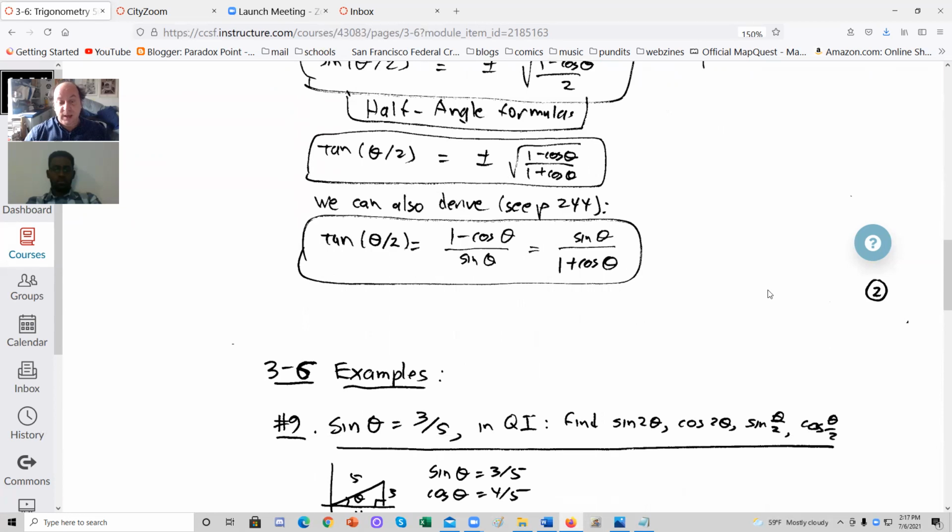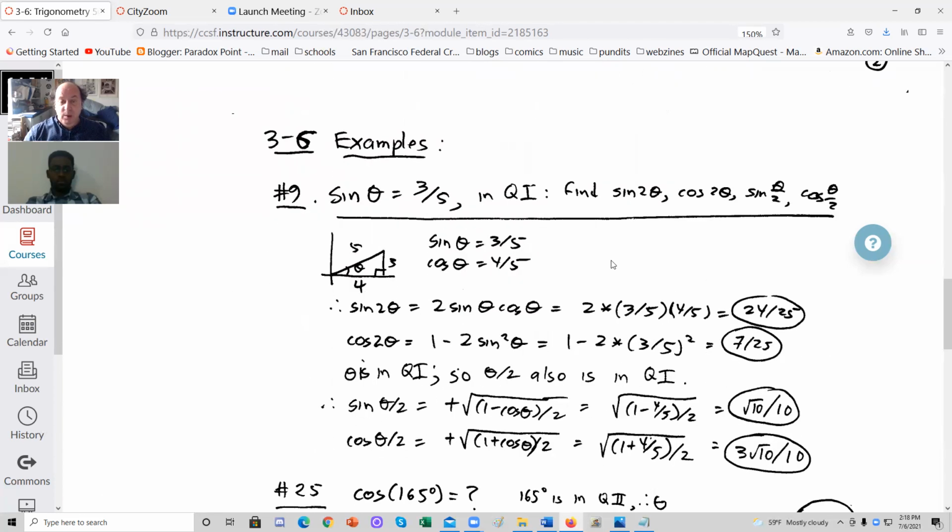All right, so examples. We're given that sine theta is 3/5 and it's in quadrant 1, an acute angle.